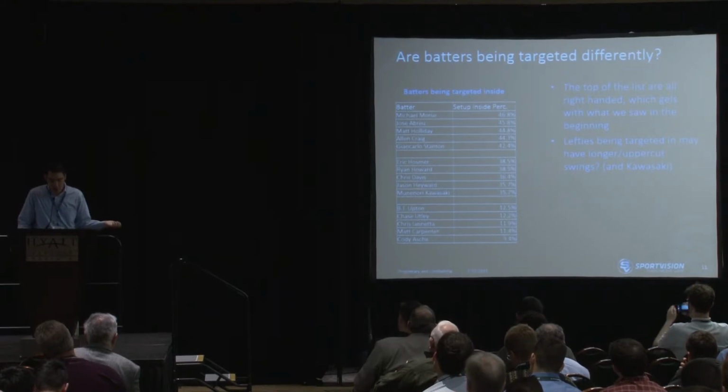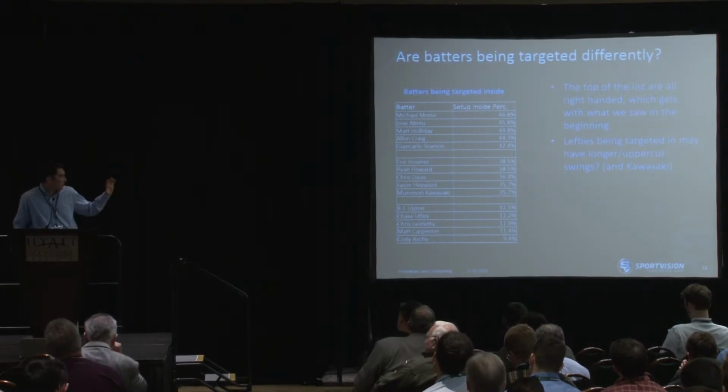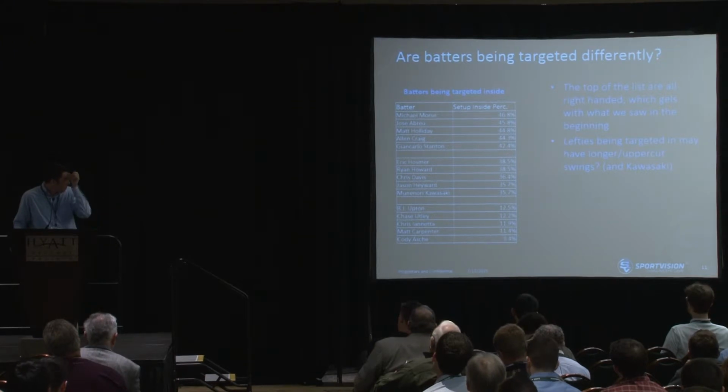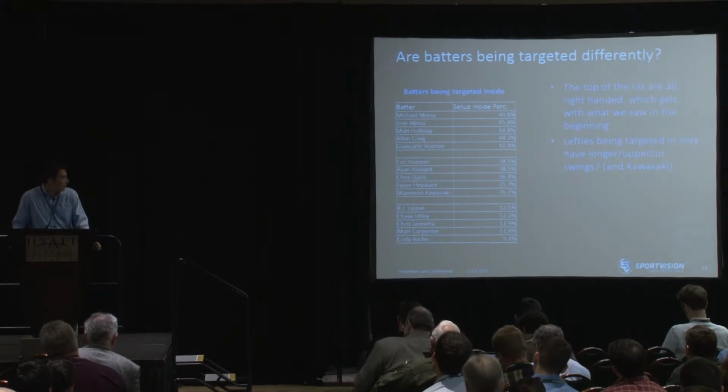The lefty group, so you can see these are the top 5 lefties being targeted inside. Similarly, there's a lot of power hitters. I think there's a lot more of you guys who have your uppercut type swings, so therefore you can try to jam them inside. And then Munenori Kawasaki, I'm not exactly sure, again, what he's doing up there, but they're targeting him inside for some reason.